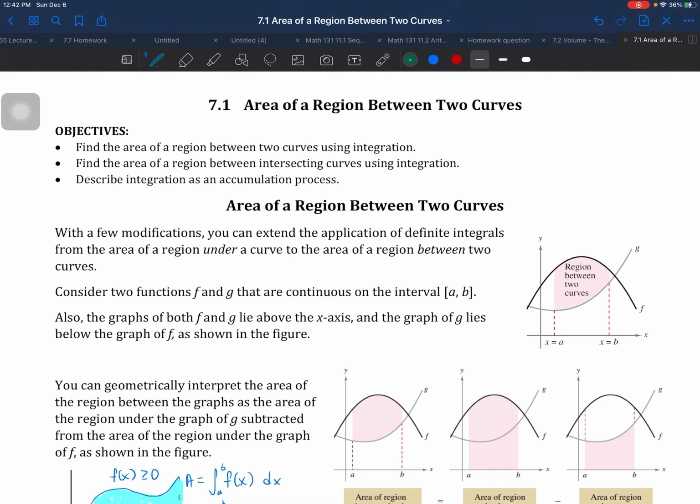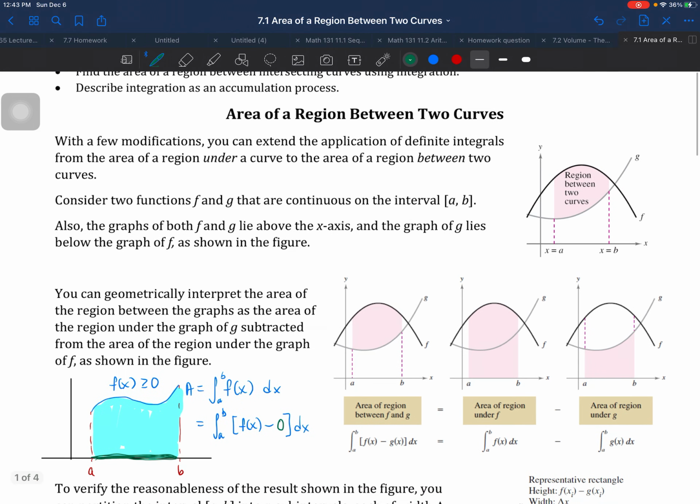So the objectives are to find the region between two curves using integration, find the area of a region between intersecting curves using integration, then describe the integration as an accumulation process. The main concept here is actually not so different than the way we described it earlier. There's only a small twist.